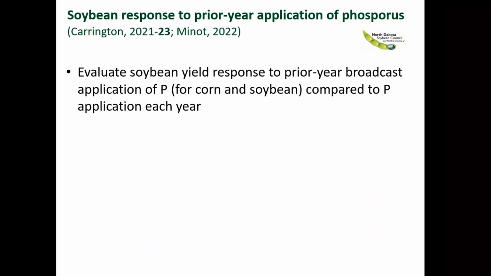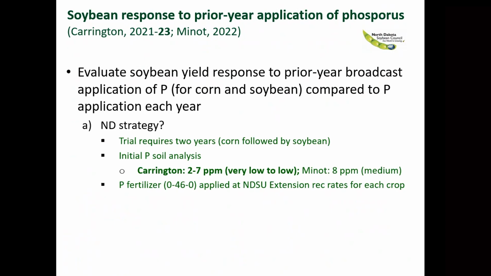So we started the work at Carrington in 2021. That was the first year we generated data. And then Minot joined us this past year to add to the database. Okay, so the real question is, is it a North Dakota strategy to apply phosphorus for both crops the year before the soybean are growing? So we try to find low testing soils for phosphorus.